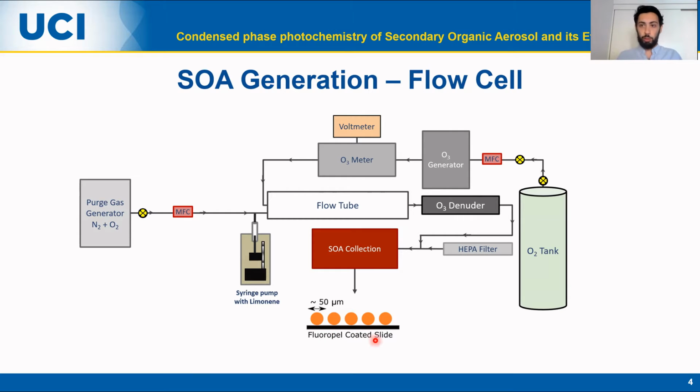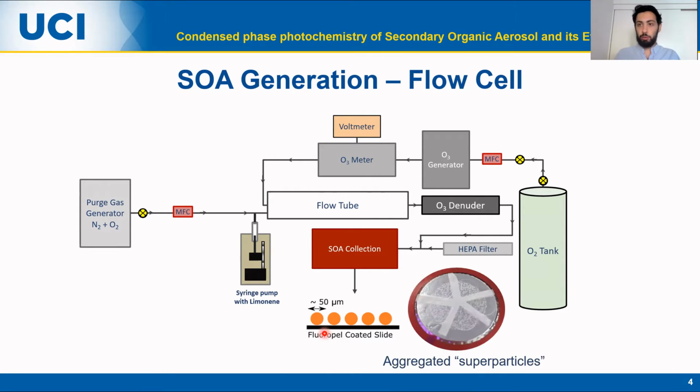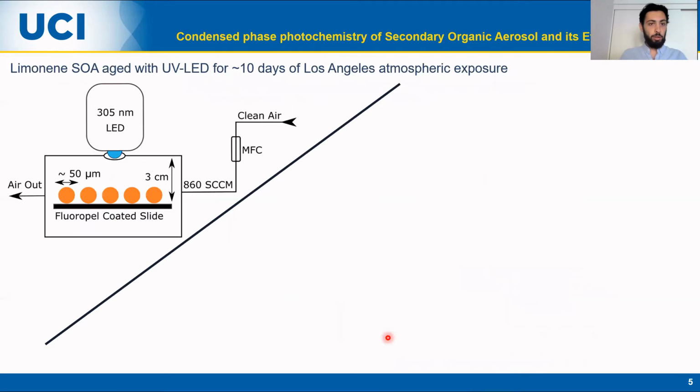It's basically a hydrophobic coating, and we collect for a few hours to get particles. They're these aggregated superparticles. They clump up all together, and they're big enough that you can actually see them with your naked eye over here. We do that so we can do viscosity measurements with them, which I'll talk about in a bit. But first, we need to age our particles.